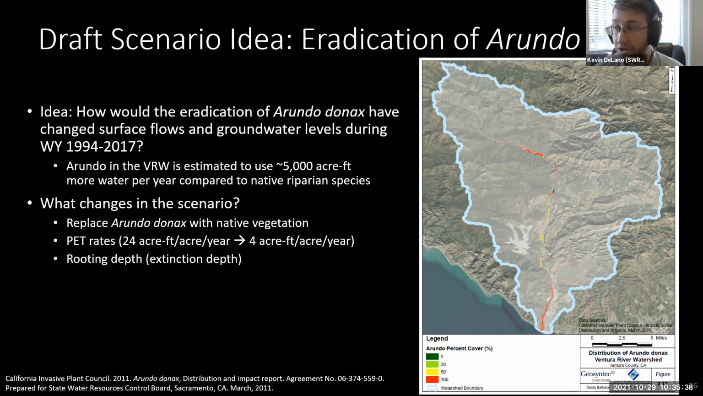So this is another scenario idea. How much water savings would occur without Arundo in both dry and wet years? I'm just going to pause again for questions or thoughts or comments, or I can also just keep going and we can come back to any of these.